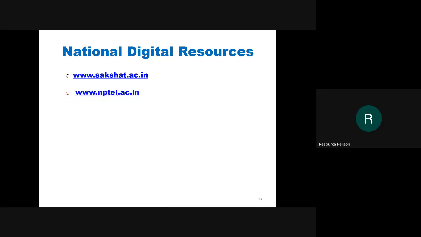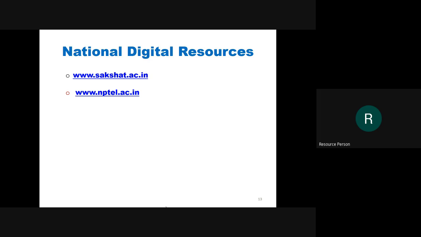Then we have another national digital resource called NPTEL. Sir, Sakshat is for scholarship. No, it has got so many things. We will demonstrate, don't worry. It has got so many digital resources for enhancing learning, right? So we will look at the portal; scholarship would be just one of them. There are so many other things.